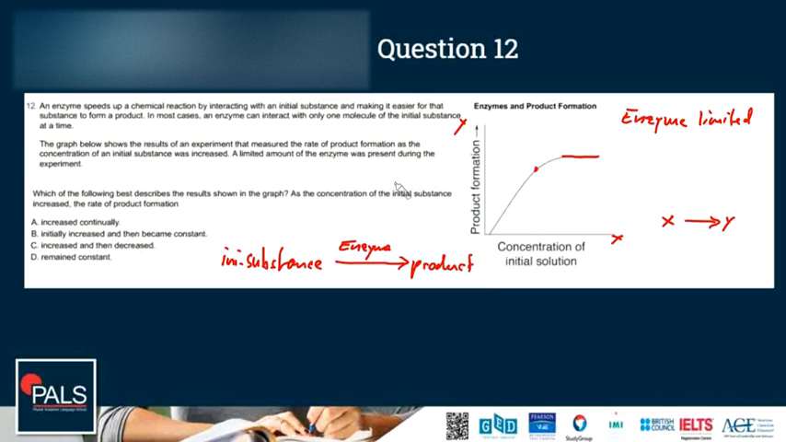So what happens on this graph? The rate of product formation increased continually, initially increased and then became constant, increased and then decreased, or just remained constant all the time. Now, as we just said, first it increased and then it slowed down until nothing happened anymore. It didn't increase, it didn't decrease. That means in this question, answer B is correct. Initially it increased and then it became constant. Doesn't go down, doesn't go up, constant. All right, next question.